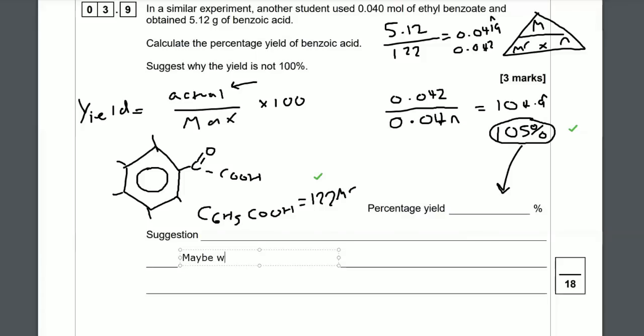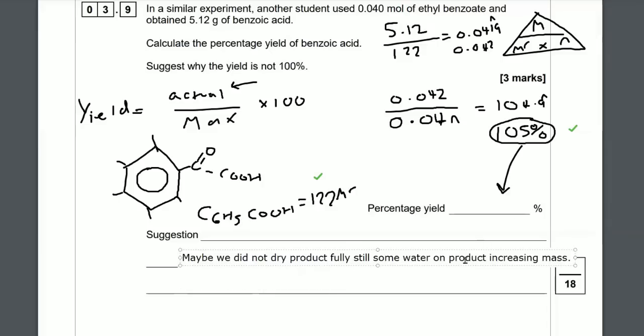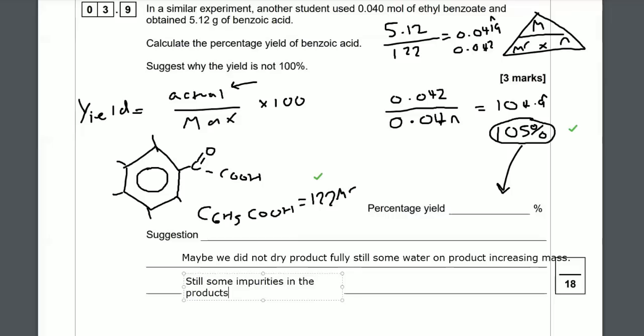Well, maybe when we dried it, we didn't dry it fully and there's still some water clinging to it right at the end when we air dried it, and that H2O which we used to wash it right at the end is adding to the mass of our product. So instead of 5.12 grams, maybe it was only 4.98 grams and we had a little bit of water added on the end as well. Or maybe when we dissolved it in the hot ethanol, there were still some impurities that we didn't fully remove and they're contributing to the mass.